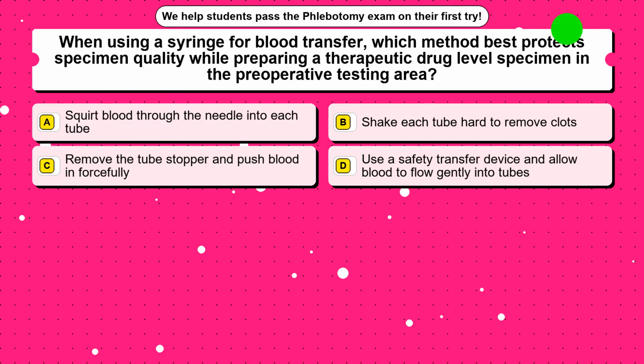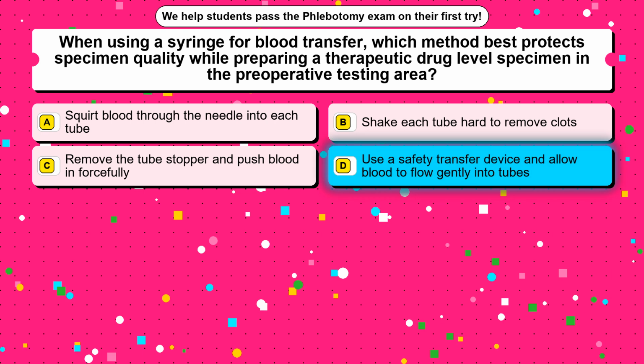Question 37. When using a syringe for blood transfer, which method best protects specimen quality while preparing a therapeutic drug level specimen in the preoperative testing area? Option A. Squirt blood through the needle into each tube. Option B. Shake each tube hard to remove clots. Option C. Remove the tube stopper and push blood in forcefully. Option D. Use a safety transfer device and allow blood to flow gently into tubes.